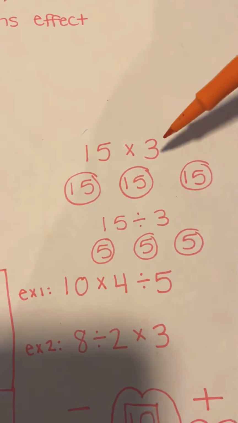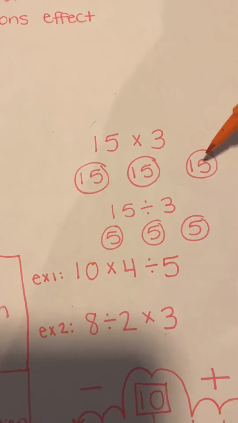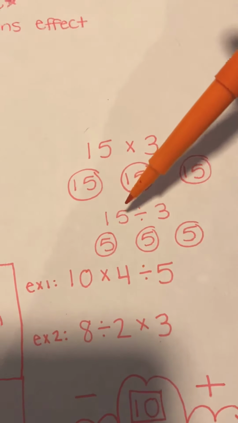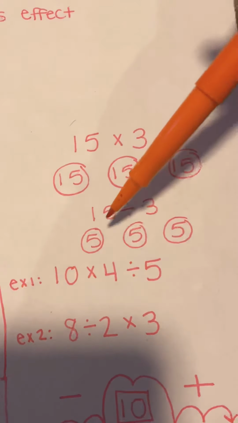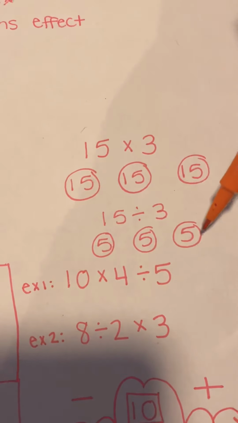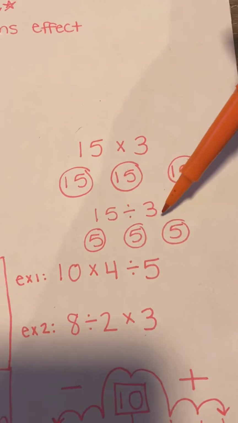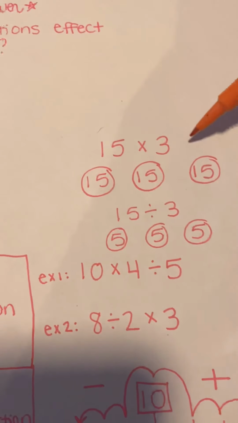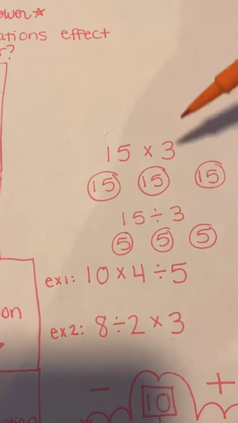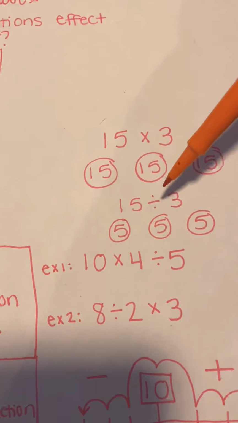But when we think about it, if we take a 15 and multiply it by 3, you're making that 15 3 times bigger. If you take 15 and you divide it by 3, you're making 15 3 times smaller. It doesn't matter that multiplication is making the answer bigger and division is making our answer smaller. They have the same effect on the number in that they're making it 3 times bigger or 3 times smaller.